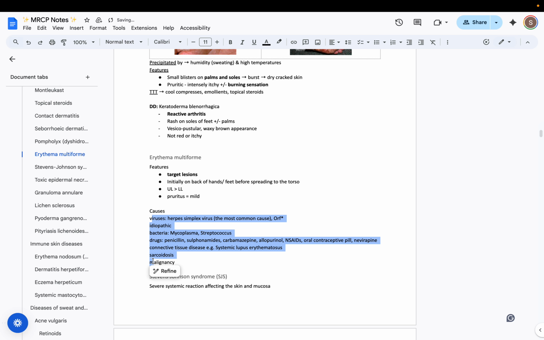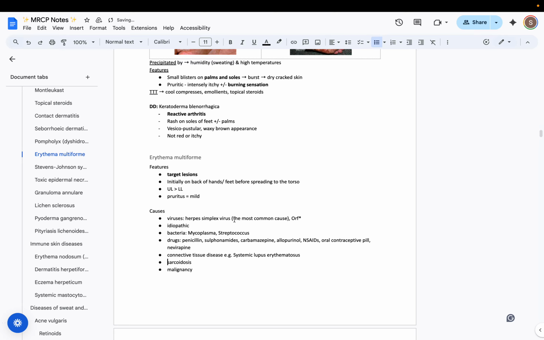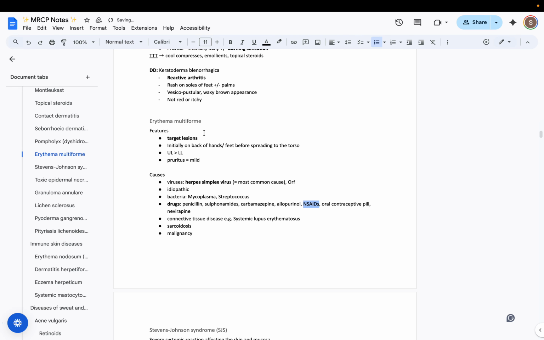The most common cause is herpes simplex virus, and ORF is also a cause. Also some drugs, a lot of drugs: nevirapine, sulfonamides, carbamazepine, allopurinol, nonsteroidals. So target lesion is the characteristic picture of it.